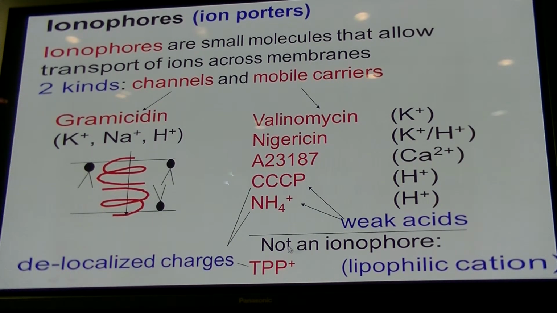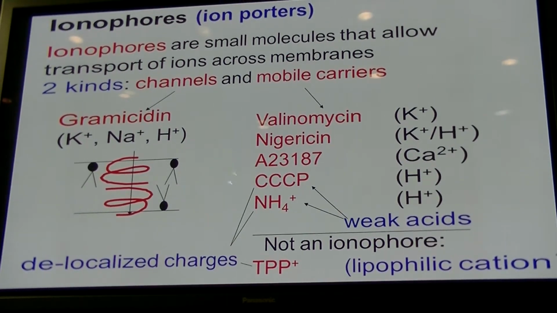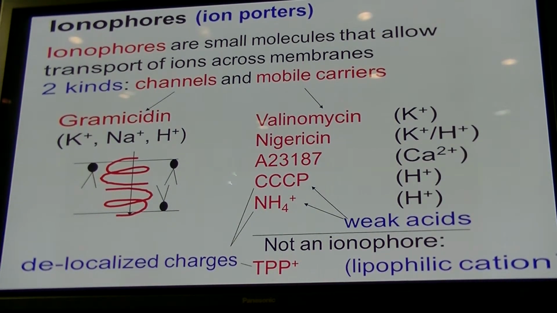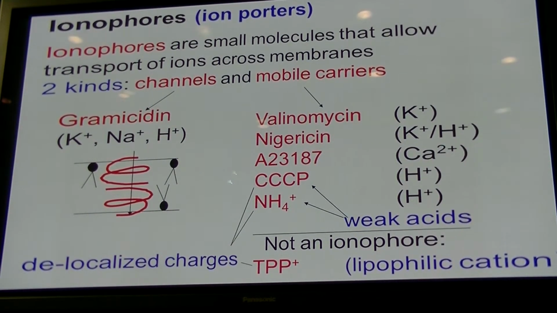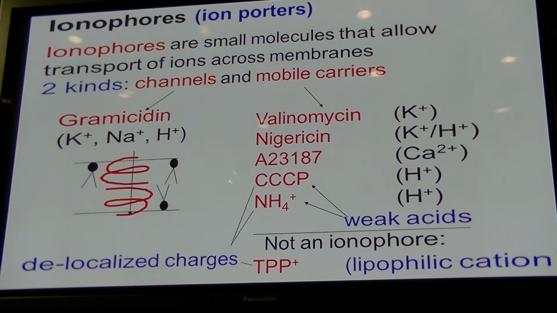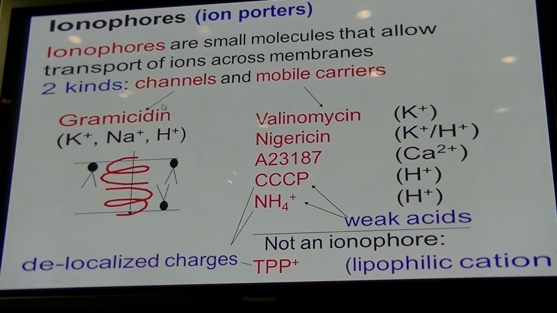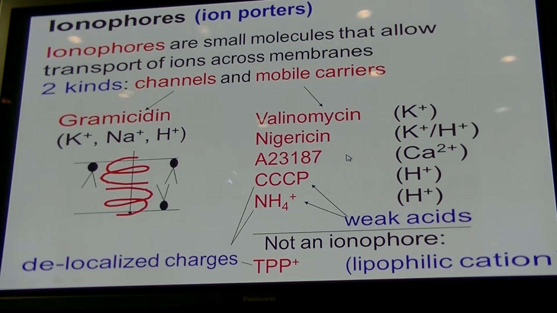Okay, there's another interesting molecule called TPP+. This is tetraphenylphosphonium. It is a phosphorus with around it 4 phenyl groups. It's a delocalized, actually positive charge. It doesn't carry ions across the membrane, but it wants to move itself across the membrane in response to a membrane potential. And these guys can all be used for interesting experiments.